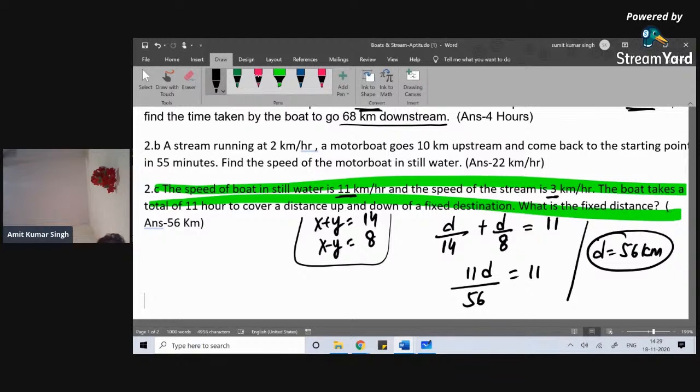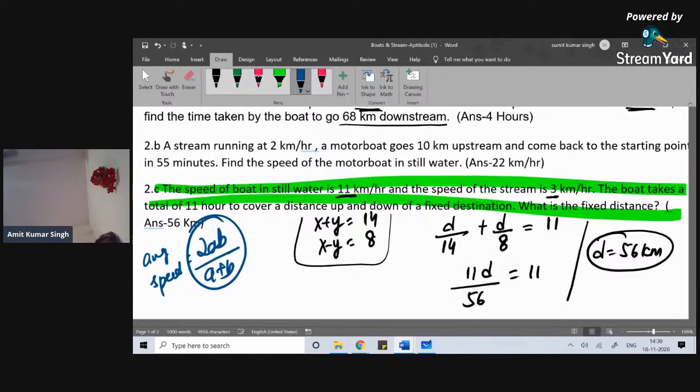Yes, Ramesh, you can do it by average. Find the average of 14 and 8. You know the formula of average speed: the average speed formula is 2ab by a plus b. Find the average speed of 14 and 8.